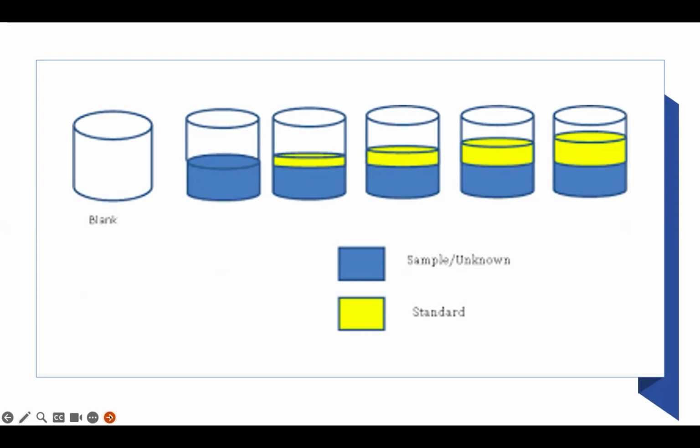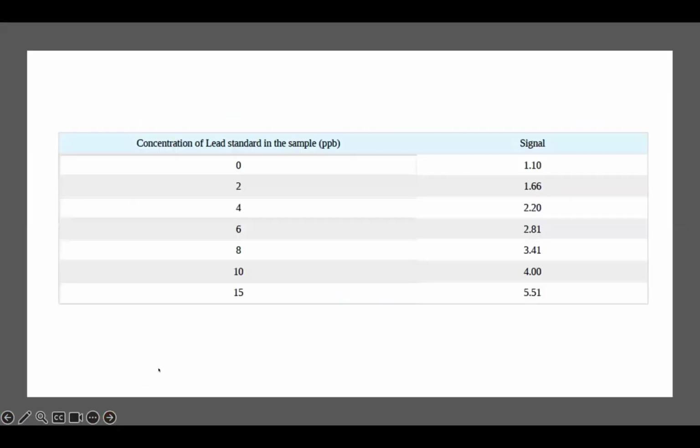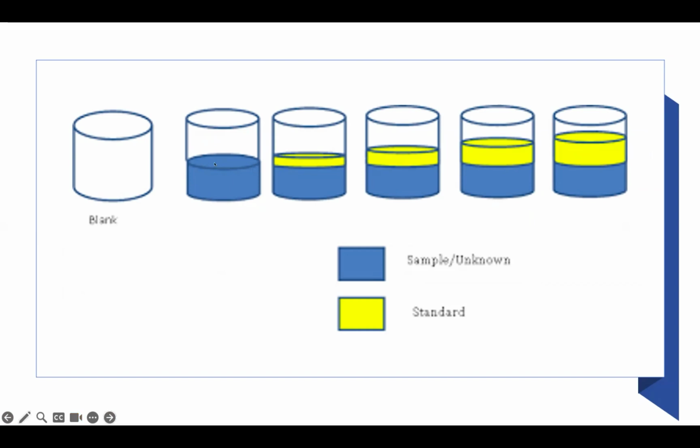Okay, I think I have an example. Now, let's say we want to analyze the lead content in the river water. So we took the river water here and we fill up the beakers with the same volume for all the five beakers. Okay, and then you prepare a standard solution, a lead solution. Okay, and then we put a series of volumes of standard solution of lead into the beakers.